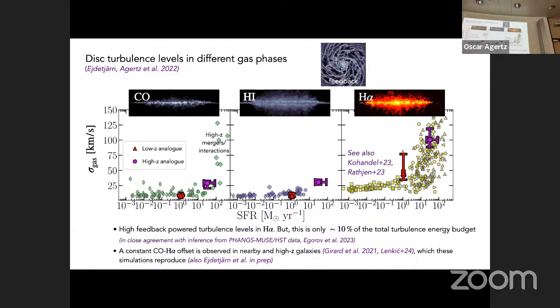So the point of this, which I will get to in a second also, right, is that this offset between different phases needs to be understood if you're going to talk about stability or turbulence levels, right? We cannot say that this is the ISM turbulence. You have to consider the different gas phases.